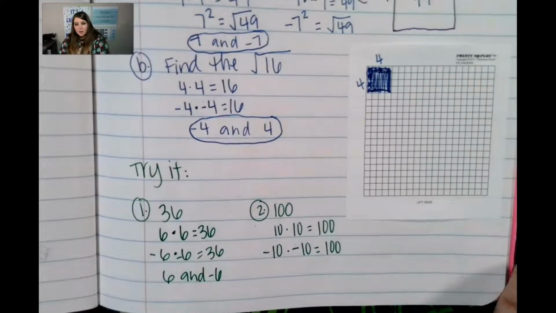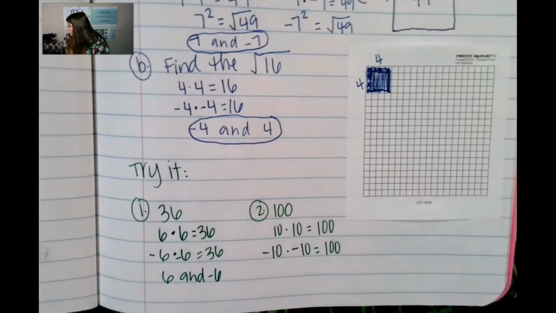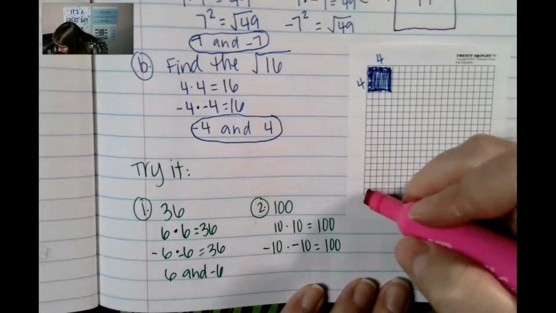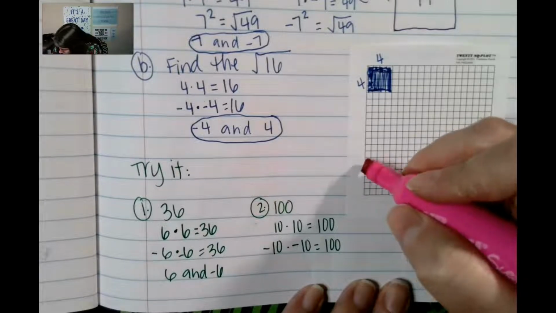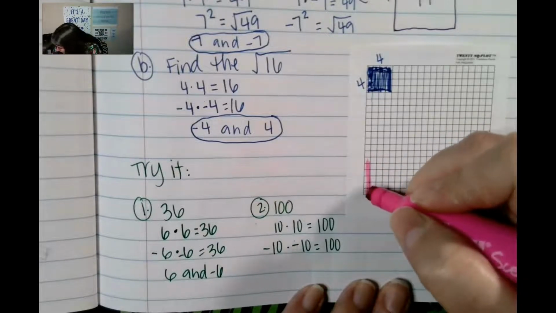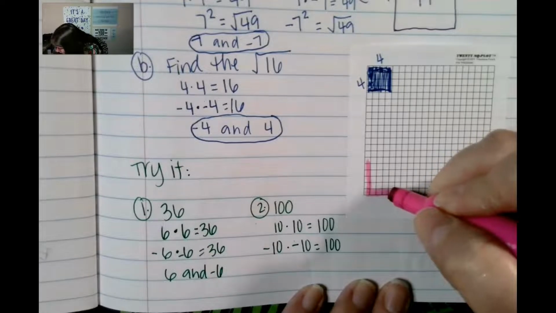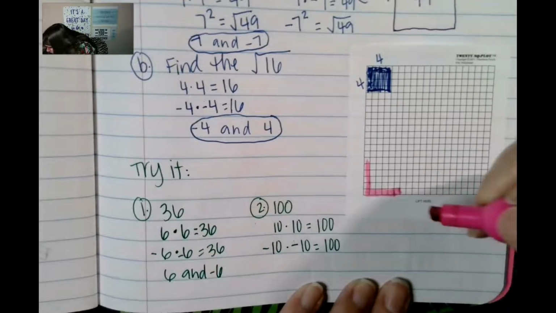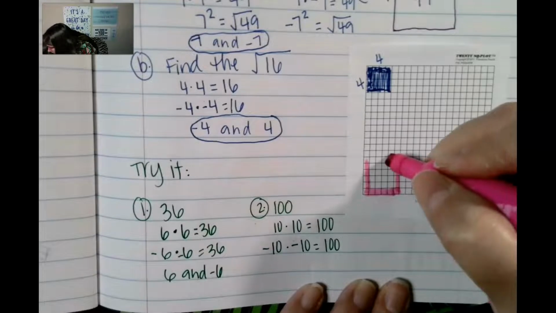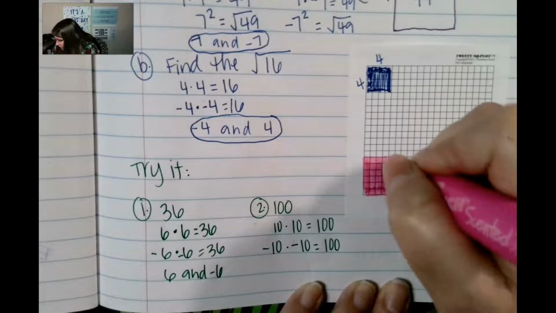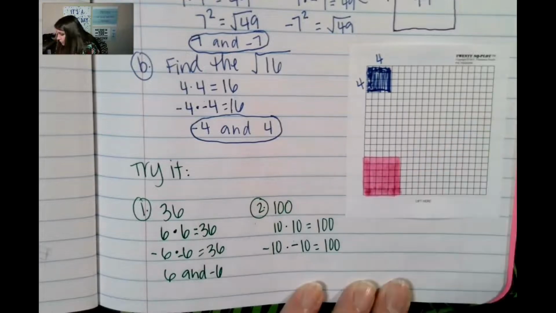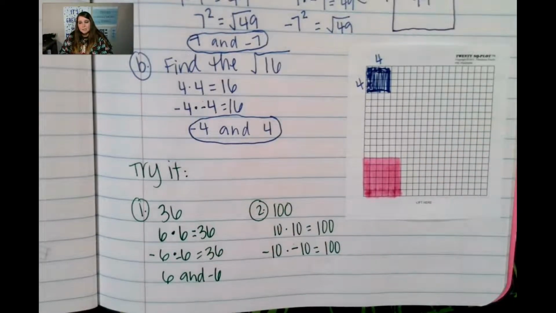If I were to make these both as a square, let's just do 1, 2, 3, 4, 5, 6. So here's 6 by 1, 2, 3, 4, 5, 6. And then I color this in. Here is a 6 by 6 square. So that is how you get 36. Again, it makes a 6 by 6 square.